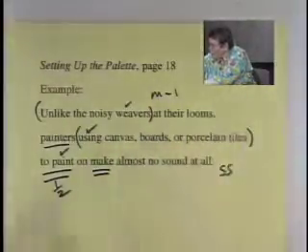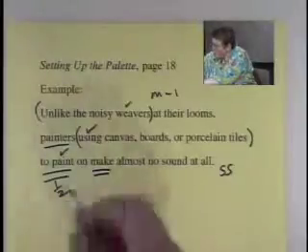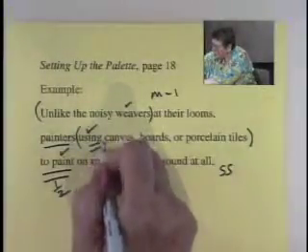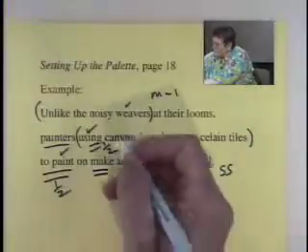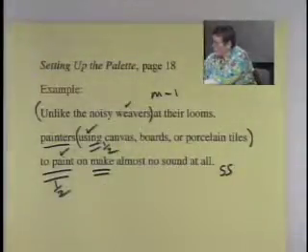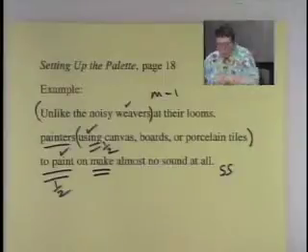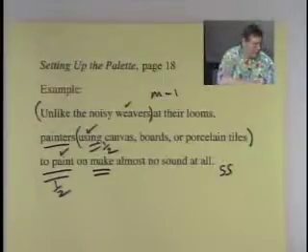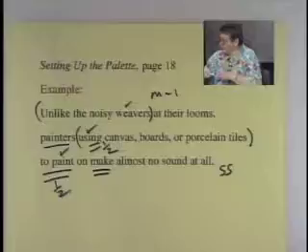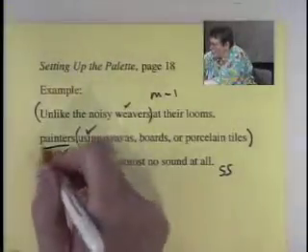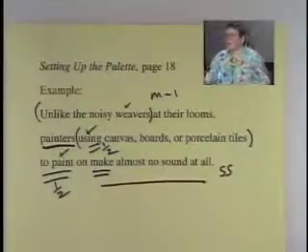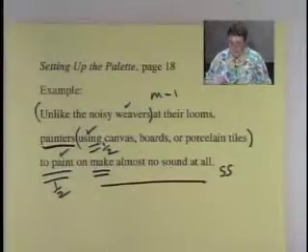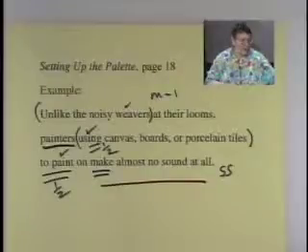Right here. Using canvas boards or porcelain tiles. Here's another half verb. You can tell with that ing ending. If I say I speaking to you, that isn't going to be a complete verb. So this is a verb phrase. Actually, this is part of a verb phrase. And the clause, stripping it of all those other phrases, reads, painters make almost no sound at all. That's really what this sentence is standing on. That's the main clause that drives this particular sentence. Anybody with a question?